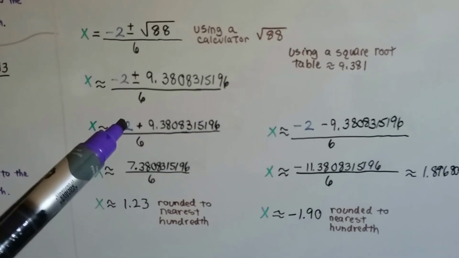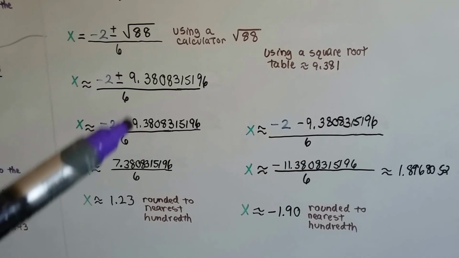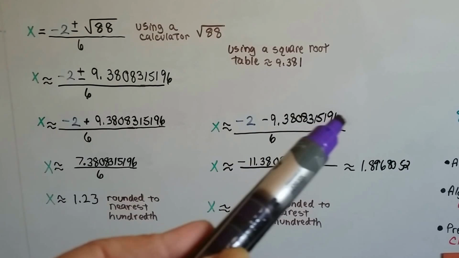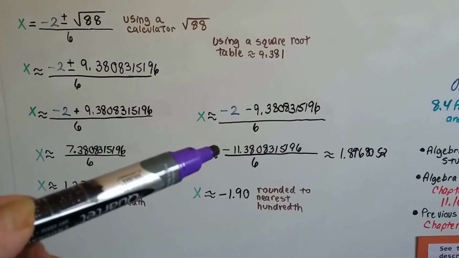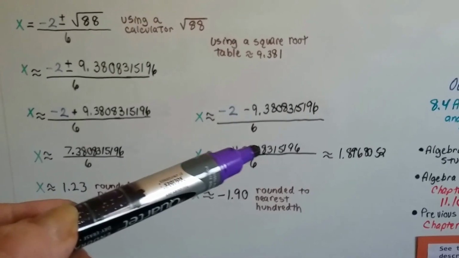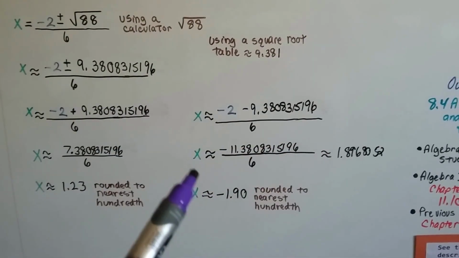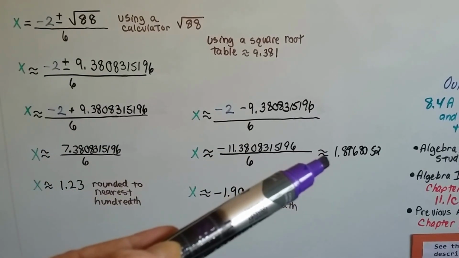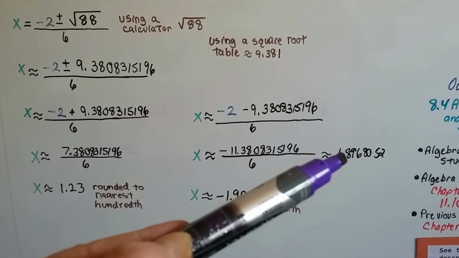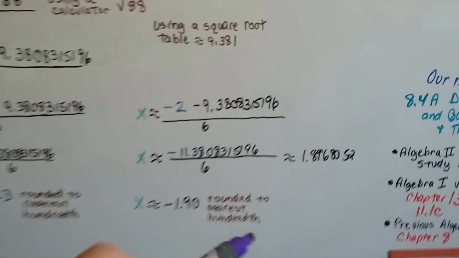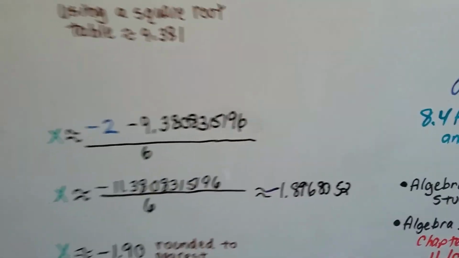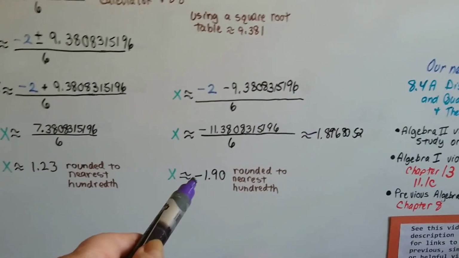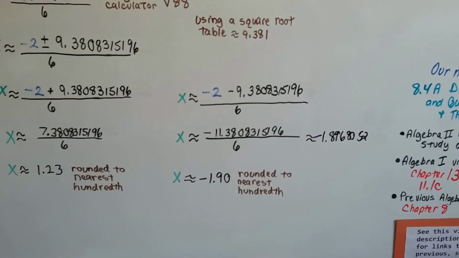Okay? Because it's plus or minus, here's the plus, now we're going to do the minus. We have negative 2 minus this 9.38 long decimal number. We get a negative 11.3808315196. And when we divide this number by the 6, we get approximately negative 1.896, and so on and so on. This is a negative, isn't it? So we can round this negative 1.896 to a negative 1.90, rounded to the nearest hundredth.